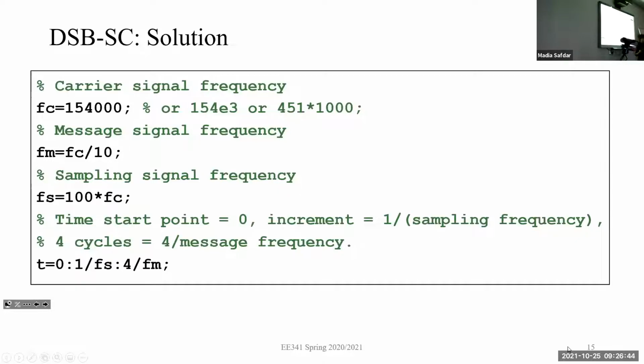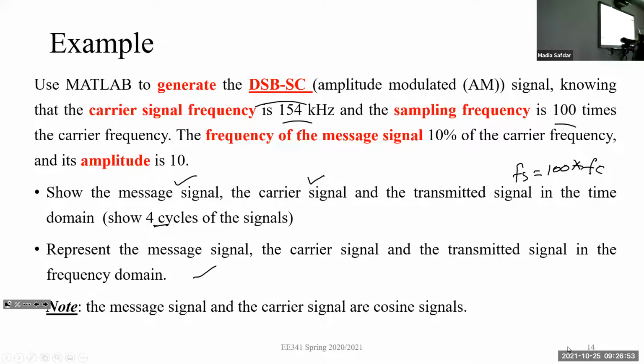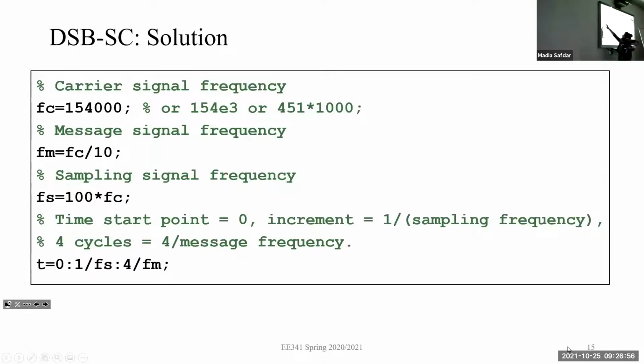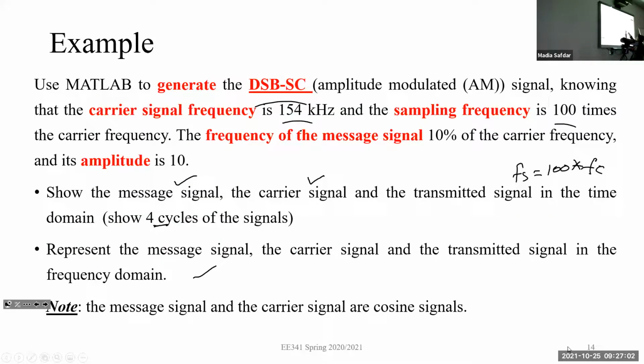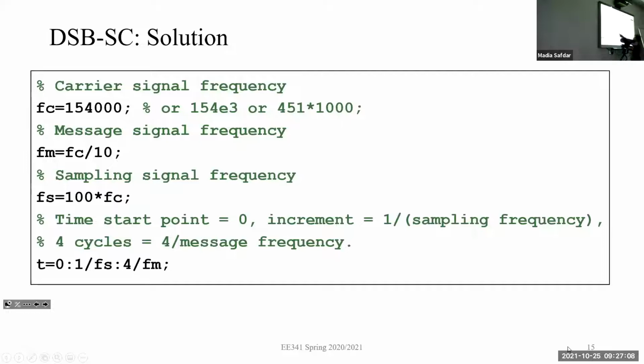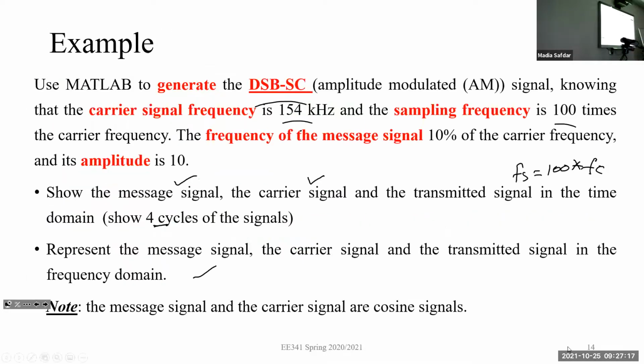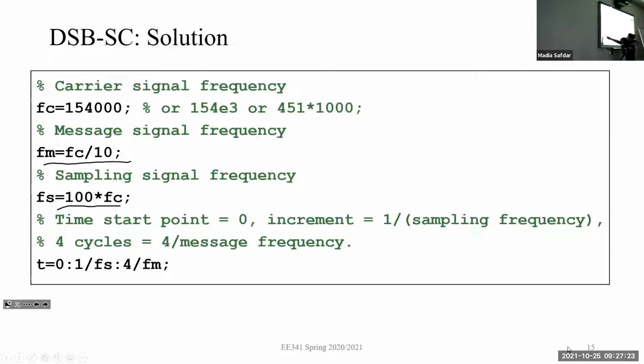I don't know. I think it's a bit difficult maybe. So okay, Fc is equal to 154 kilohertz. Define this here. Then the message frequency is equal to Fc divided by 10, because it was written here: the frequency of the message signal is 10% of the carrier frequency. Then the sampling frequency is equal to 100 times Fc, 100 times the carrier frequency. Then time is from 0 in increments of 1 divided by Fs.